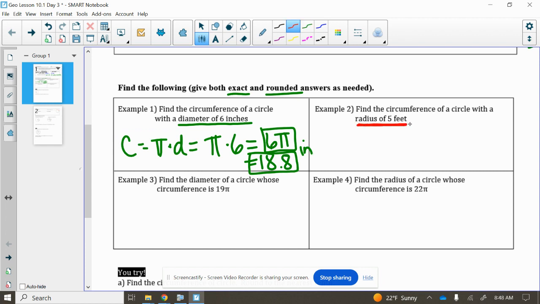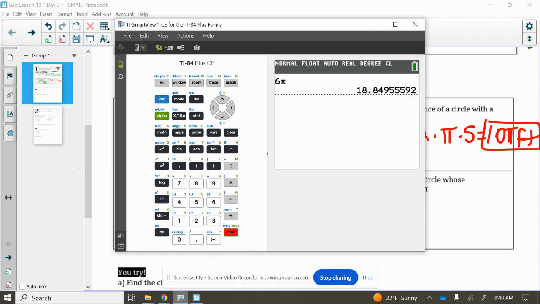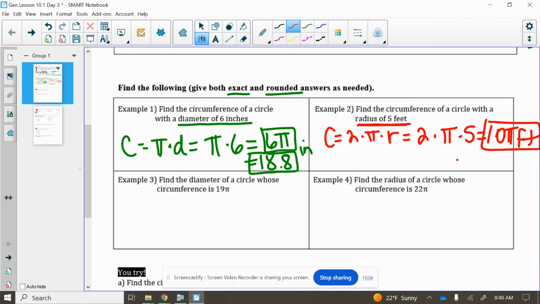And the second one, we are given the radius is 5 feet. So our more useful formula this time is 2 times pi times that radius value. So 2 times pi times 5, 2 times 5 is 10 pi if we are looking for the exact answer, where we leave the pi. Or if we're going to round, we're going to take 10 times pi in our calculator, or we could type that in even as 2 times pi times that radius value of 5. Either way, we're getting 31.4 for our approximated answer.